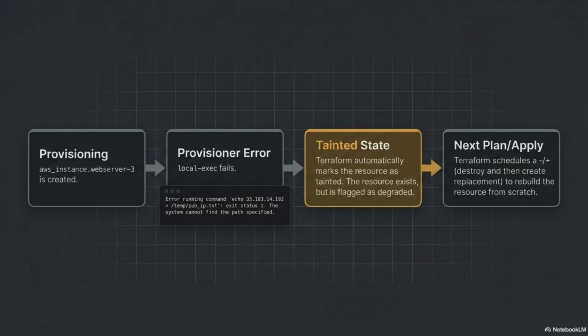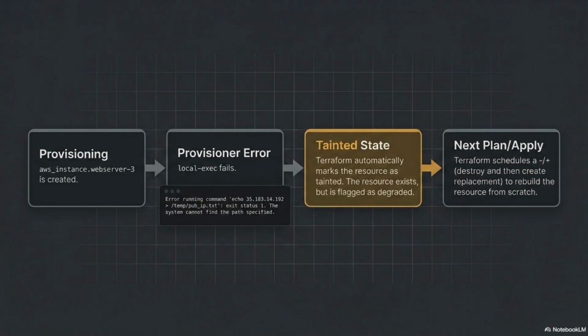Tainted state. Let me walk you through exactly how a resource ends up in a tainted state, because once you see the sequence, it all makes sense. Step 1. You provision a resource. Say it's aws_instance.web_server_3. Terraform creates it. Everything looks fine. Step 2. A provisioner runs. Maybe it's a local-exec provisioner meant to write the instance's public IP to a temp file. And it fails. The directory doesn't exist. Exit status 1, command failed.